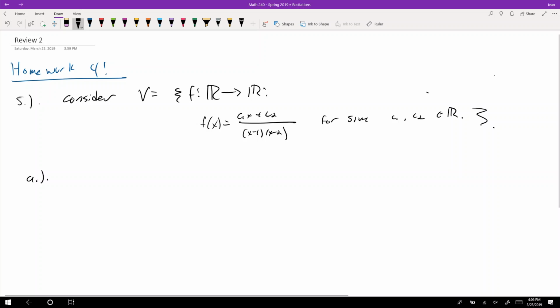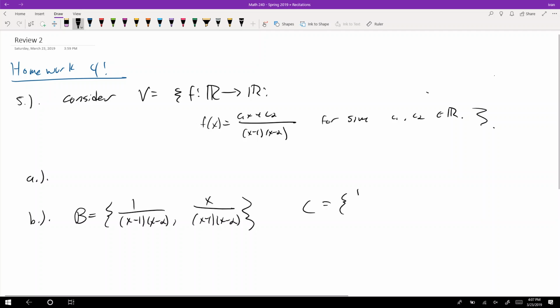That's fine, let's skip that one. Part B is to find a basis for V. So one basis B is 1 over (x minus 1)(x minus 2), and the other is x over (x minus 1)(x minus 2). And then a basis C is 1 over x minus 1, and 1 over x minus 2. And we want to find the change of basis matrix P from B to C.